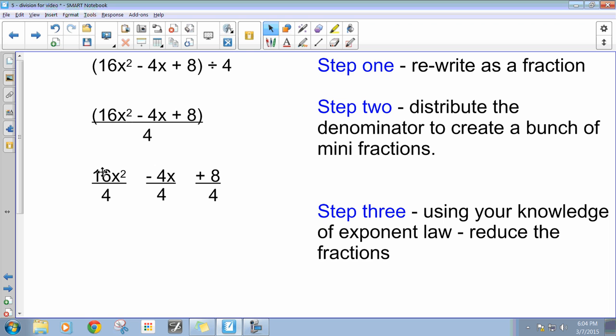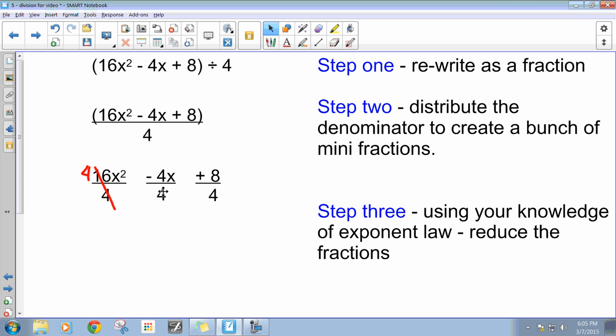Looking at the first term, 16 and 4 can be reduced down to just 4. 16 divided by 4 is 4. X squared is not affected at all because there's no x in the denominator. Second term, negative 4 divided by 4. I can type that in as division, or I can type that in as a fraction and reduce using my calculator. So negative 4 divided by 4 would become negative 1.